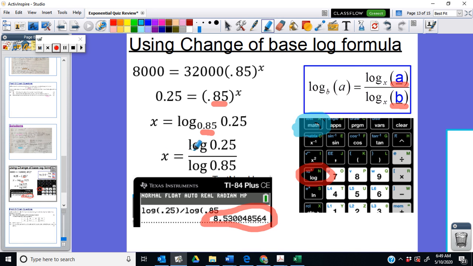So we'd take the log of 0.25 divided by the log of 0.85, and we get about 8.53. So about 8.5 years, the value will be 8,000.